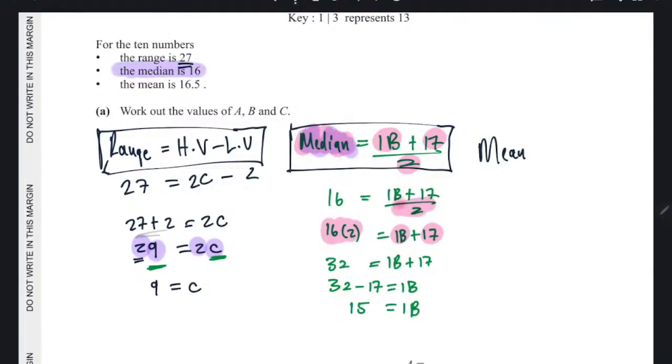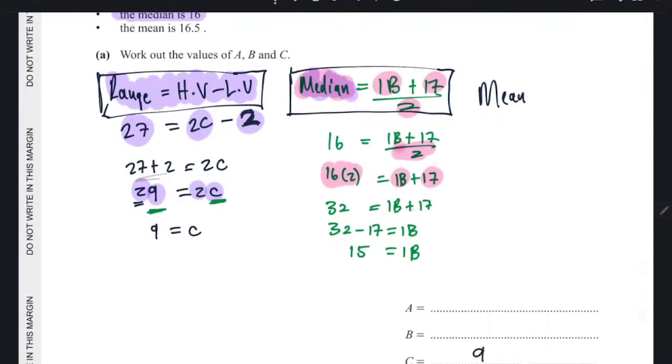Oh, okay, yeah, it's on the second one. So now we say we are taking things one by one. We took the range and we used it by first writing the formula for range before we can use it. We write the formula, then we put the range, then the highest value, then the lowest value. Then we started to work out so that we can find the range. So here we say 16 times 2, 32 is equal to 1b plus 17. Then you take 17 to the other side, it will subtract. 32 minus 17 is equal to 1b. 32 minus 17, you get 15 is equal to 1b.